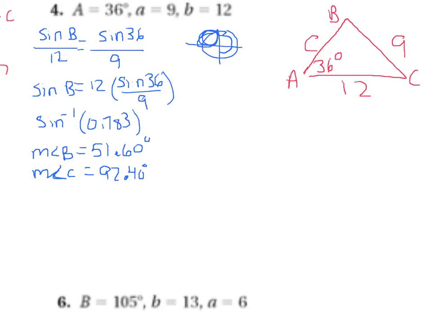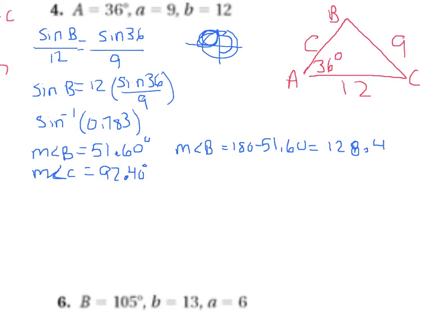So what you have to do is, to get the second possible angle, the measure of angle B could also be 180 minus the original. So do 180 minus 51.6. You get 128.4. Well, this is how you can check to see if that's possible. So there's the other possible angle. Now do 128.4 plus 36. That number is less than 180, so it is possible.